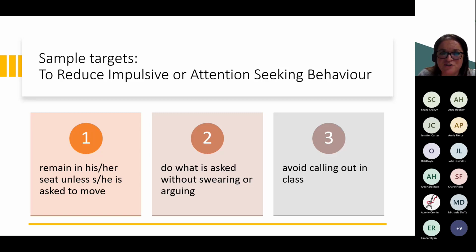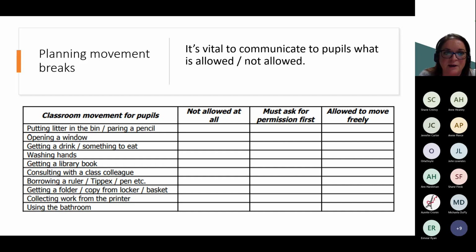And I'm going to do a little bit here on planned movement breaks, because this can be a huge issue for some children, and I'm just conscious of time, so I'm just going to flick over it. So planning a movement break can be a very powerful, inclusive tool within the classroom. But the key here is to communicate to pupils what's allowed or what's not allowed. So you might be happy to allow them to move freely for some of these tasks, and others you would prefer that they ask permission, but you need to tell them that. They need to be very clear on it.